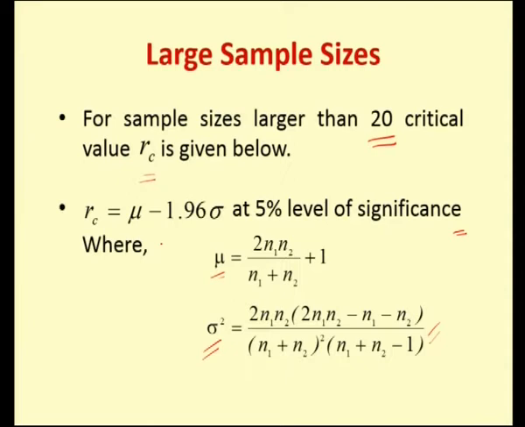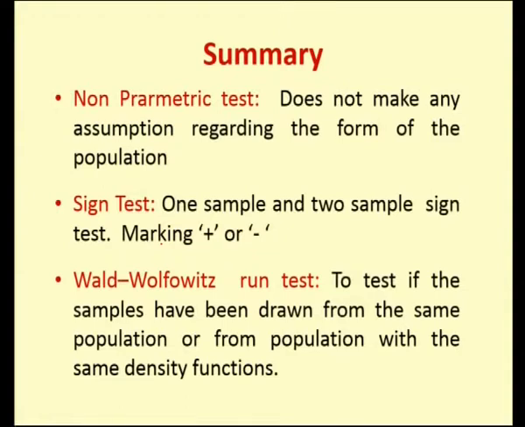Getting the values of mu and sigma, substitute here, you will get your RC value, compare it and draw the inferences. So in today's class we have discussed the non-parametric test. I have said that a parametric test keeps the normality conditions, whereas a non-parametric test does not make any assumptions regarding the form of the population and there are no normality conditions.